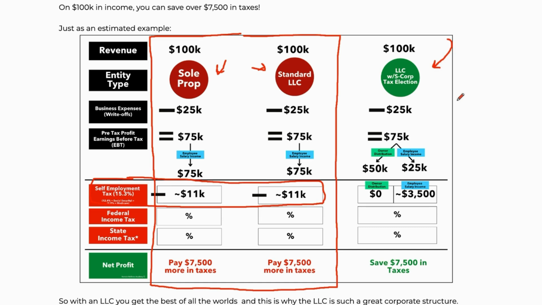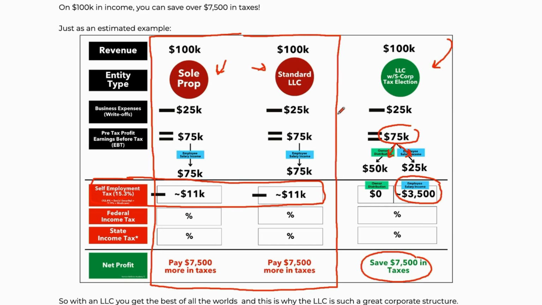I could actually understand how this game is played. On that same $75,000 in income, I can divide it: $50,000 is going to be owner's distribution, and then I'm going to make $25,000 of that employee salary income. They're only going to pay the self-employment tax on the actual employee salary part of it, which is going to be roughly about $3,500. And so they're going to save $7,500 in taxes because of the fact that they were more savvy about this.